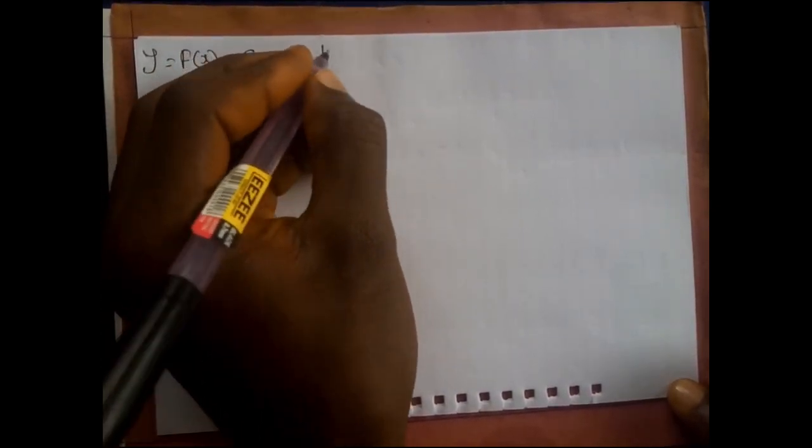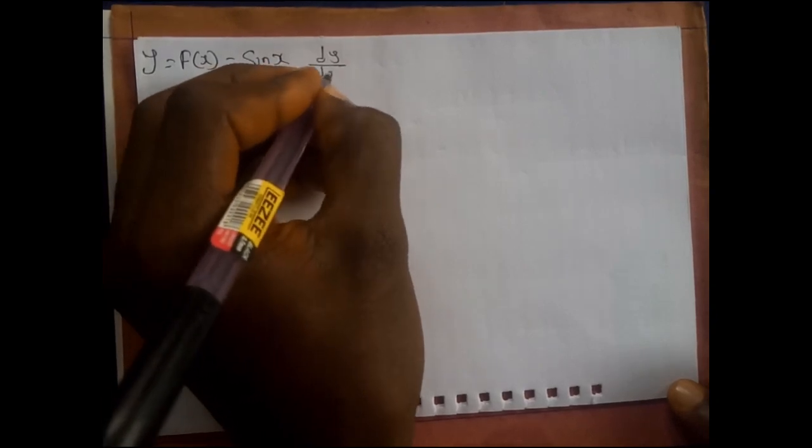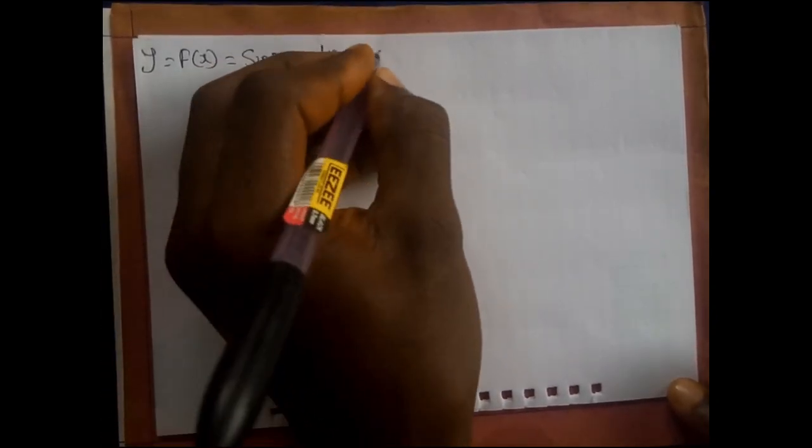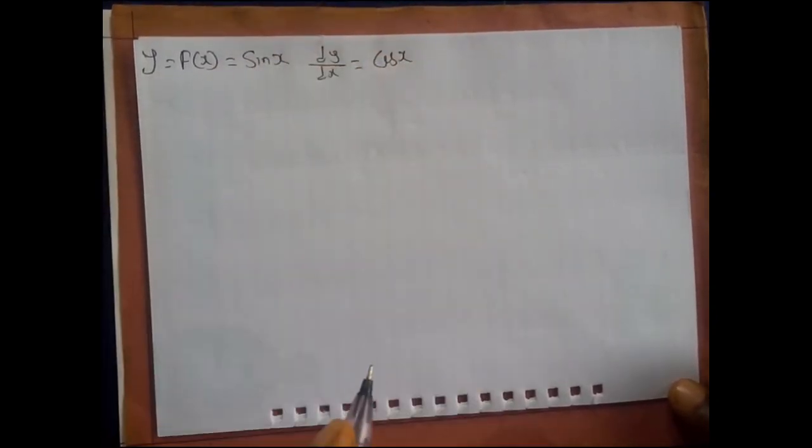So in this video tutorial, we are going to consider proving the derivative of sine x. So let's take it first. It says that if y is equal to f of x and is equal to sine of x, then its derivative, dy/dx, is equal to cosine x. So let's investigate why this is true.